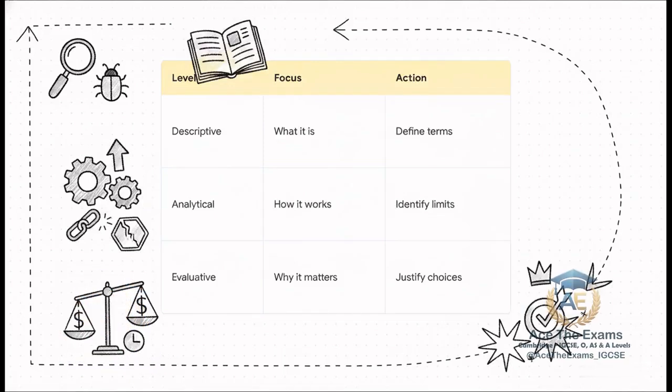At the evaluative level, your focus is why it matters. You actually justify business choices. While corrective maintenance causes temporary downtime, it must be prioritized over Perfective enhancements right now because the current database bug is actively causing daily financial losses for the logistics firm. Do you see that huge difference? True evaluation requires you to weigh conflicting options against each other and make a highly justified, mature business recommendation. That is what Cambridge examiners are practically begging to see.